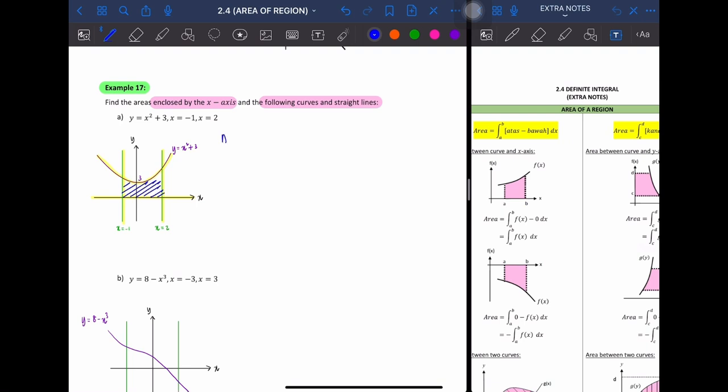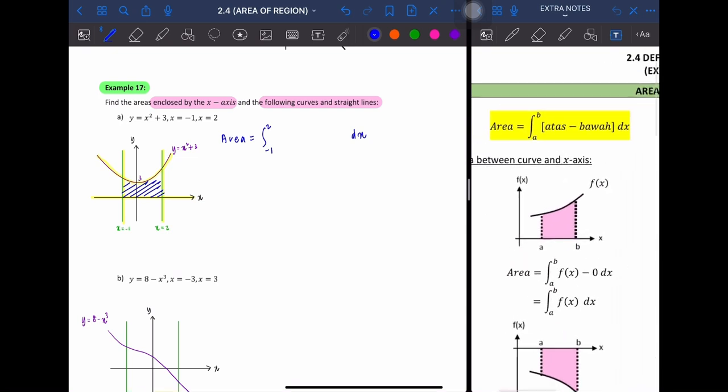Okay, so to find the area of region of this one, you're gonna need to decide whether you will use dx or dy. Okay, so obviously you see that the value is from negative 1 until 2, right? So this is value of x, that's why we're gonna use dx. And the limit is from negative 1 until 2. Okay, and then remember the formula for dx is atas tolak bawah. Atas tolak bawah.